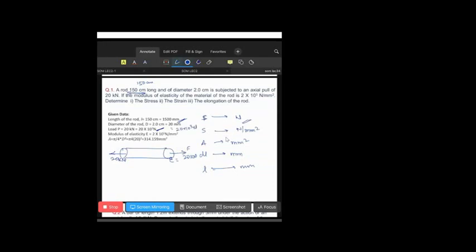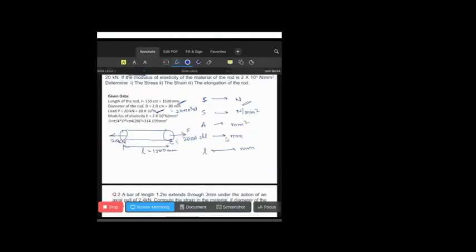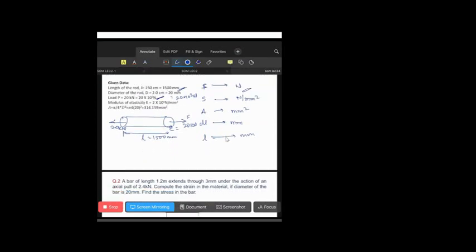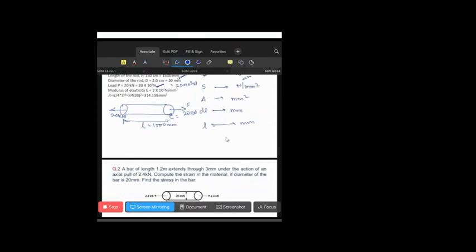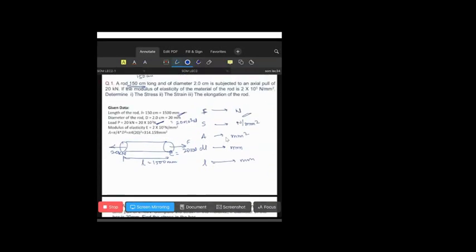Okay, now length, इसका length आपको दिया हुआ है. Initially the length was 1500 mm. Now due to this pull, what will happen, there will be some change in length, and that change in length is nothing but what we have to calculate. क्या क्या कैलकुलेट करना है हमें? इलोंगेशन ऑफ द रॉड निकालना है, स्ट्रेन निकालना है और स्ट्रेस निकालना है.